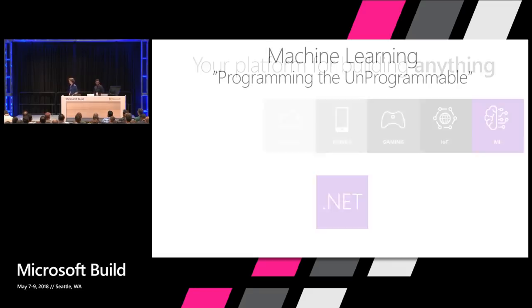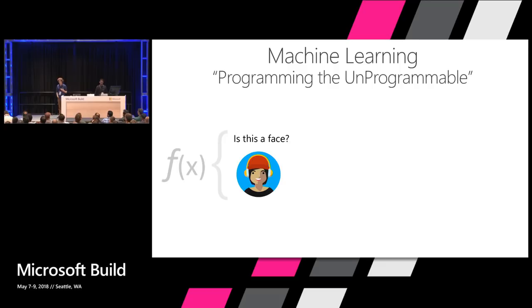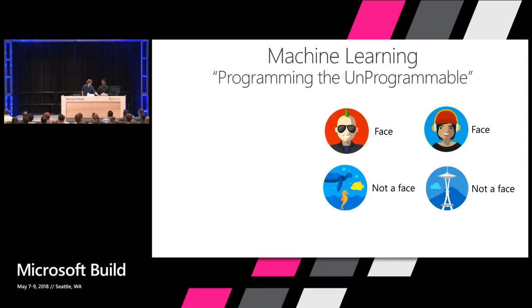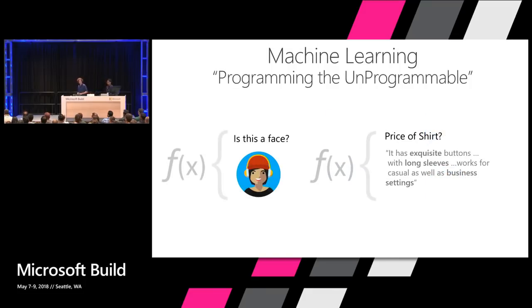Sure. One way to do it is to say that machine learning is about programming the unprogrammable. If I ask you to write a function that takes in an image and tells us if there's a face in it, how would you start writing that? Or if I asked you to take the description of a shirt and tell us what the price is based on the description, you might look for some keywords like exquisite or business setting, but it wouldn't necessarily work really well. And it's not clear how you would scale that up to other items.